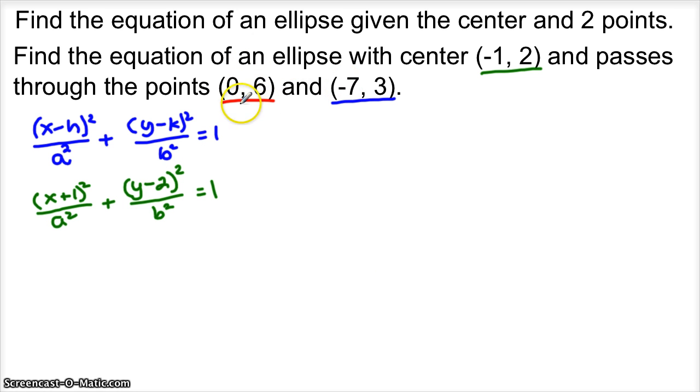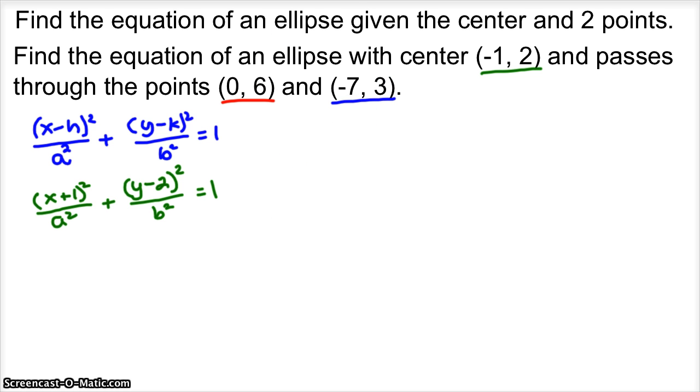So I'm going to have to plug the 0 in for x and a 6 in for y. That'll give me one equation with an a squared and a b squared in it. And then I'm going to put -7 in for x and 3 in for y. That'll give me a second equation with an a squared and a b squared in it. And then I can use my matrices to solve for a squared and b squared. Remember, I'm actually going to be solving for 1 over a squared and 1 over b squared.